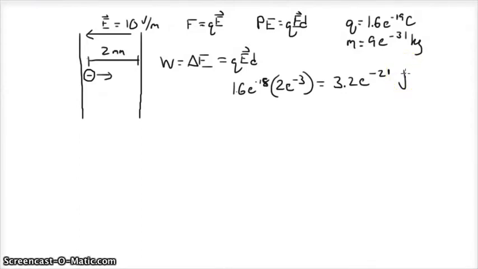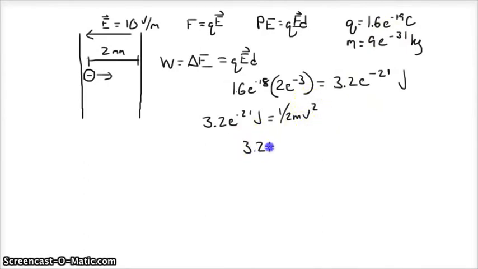If we want to solve for velocity, we want to consider kinetic energy. So kinetic energy is also going to be 3.2 e to the negative 21 joules, because all of that potential energy is going to be converted into kinetic energy due to the force causing this change in energy, or work, over this 2 millimeter distance. So we've got 3.2 e to the negative 21 joules of kinetic energy, which is equal to 1/2 mv squared. We have our mass, so we'll plug that in and solve for our velocity. Let's go ahead and do that.